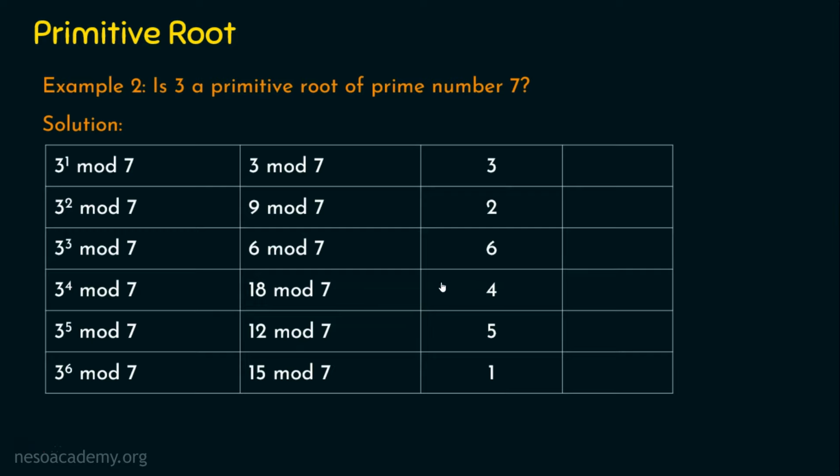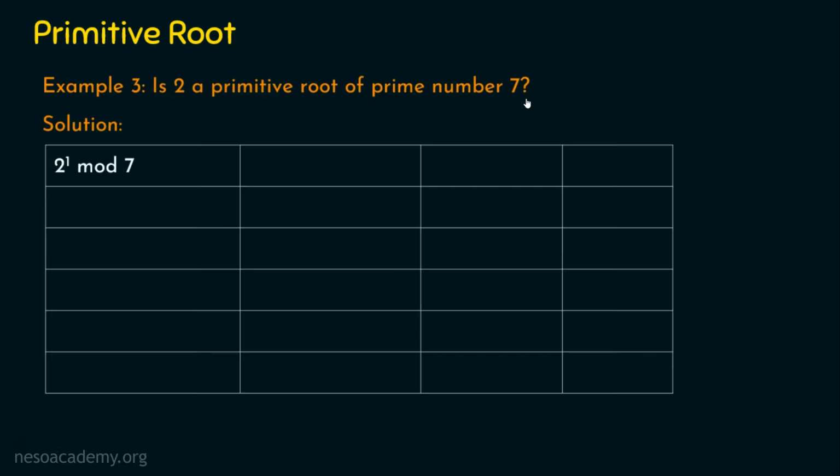Are the results distinct? In other words, are the values uniformly distributed? In simple words, are you getting values exactly once? Yes, 3, 2, 6, 4, 5, 1 are appearing only once, or uniformly distributed, or they are distinct. So the answer for this question is yes, 3 is a primitive root of number 7.